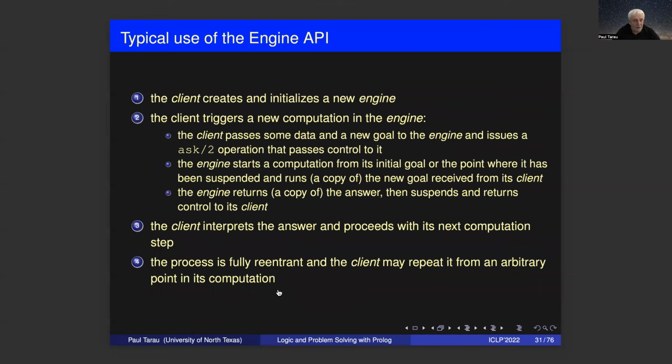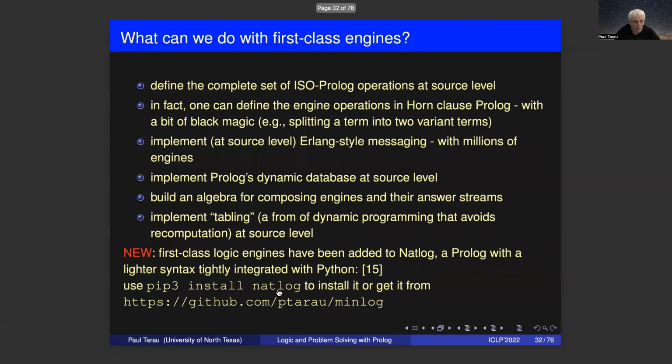Let's look at some typical uses of an engine. You have a client, and you basically have the client ask for solutions, and the client can interpret the answer and then proceed to the next computation. So the process is fully reentrant, and the client may repeat it from an arbitrary point in its computation. What you can do with them, a lot of things on this slide. In particular, you can implement a source level Erlang style message passing with millions of engines. You don't need to map them to threads. You could if you want, but they are orthogonal to multi-threading.